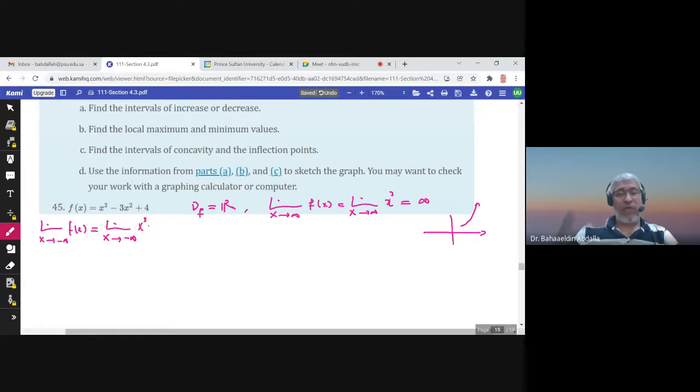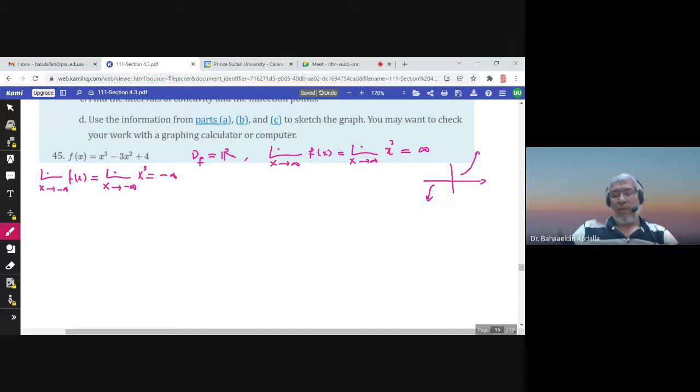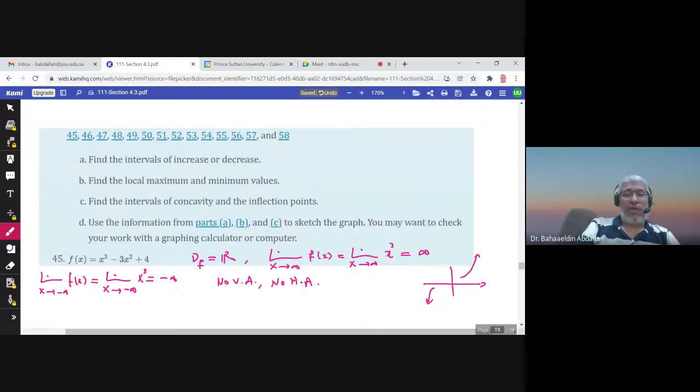And again, I will use the term with the highest power. When you raise negative infinity to the power 3, you get negative infinity. So it will go to negative infinity from the left. So at least I know the behavior, we call it the end behavior of the graph. The domain is all real numbers, so no vertical asymptote, and no horizontal asymptote because the limit is infinity and negative infinity. Good. So let us start answering the questions.